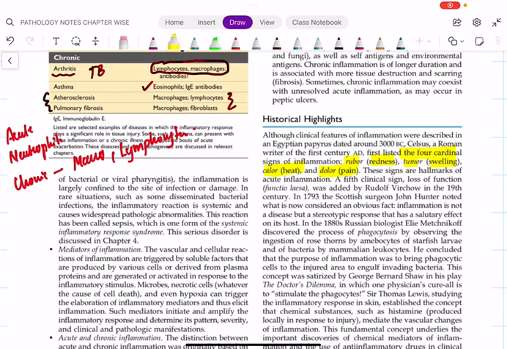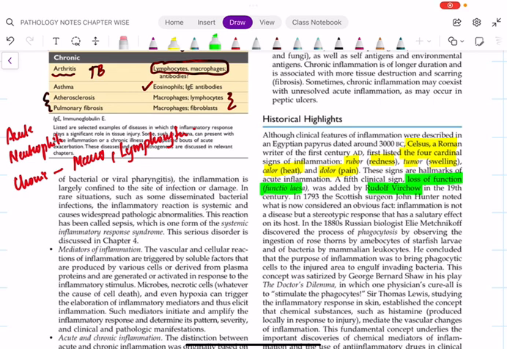This was actually put forward by a Roman scientist. His name is Celsus. You should remember his name. Later, Rudolf Virchow, he is commonly called the father of cellular pathology. If somebody asks you who is the father of pathology, you can very boldly tell, of course, Rudolf Virchow. He has added a 5th component, that is functio laesa. Functio laesa means loss of function.